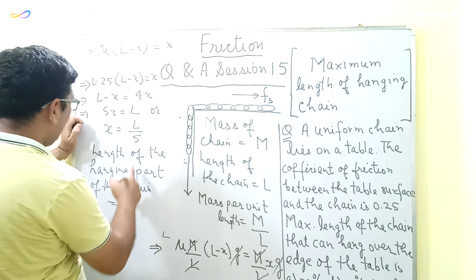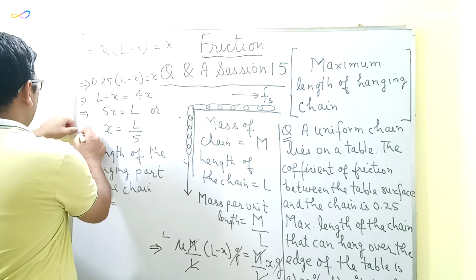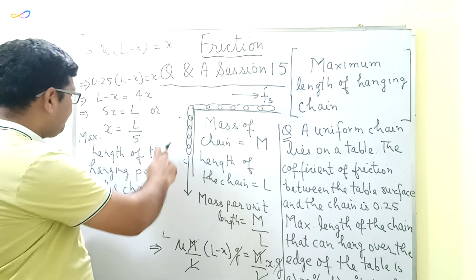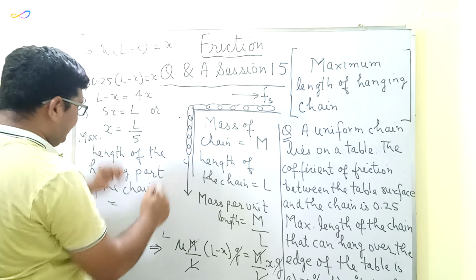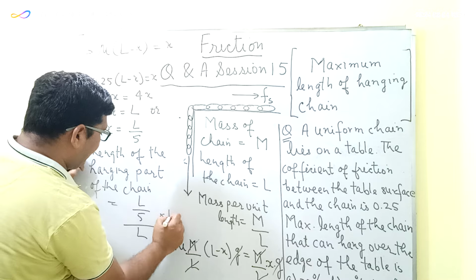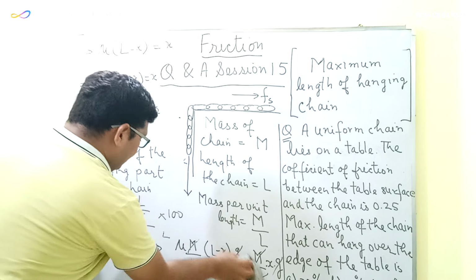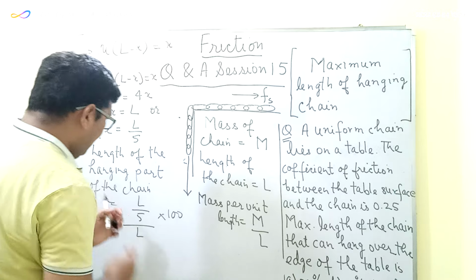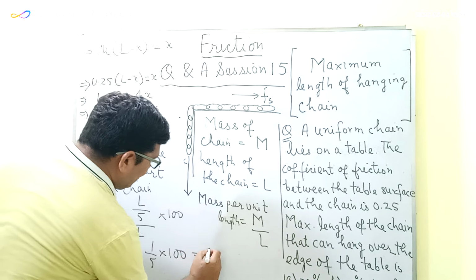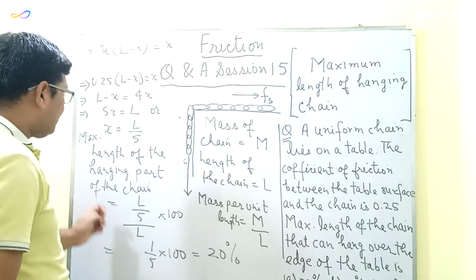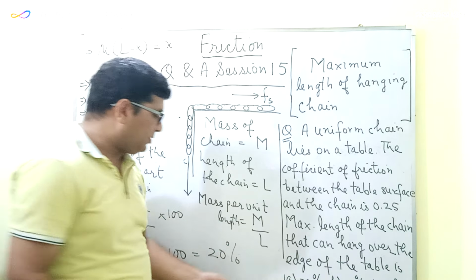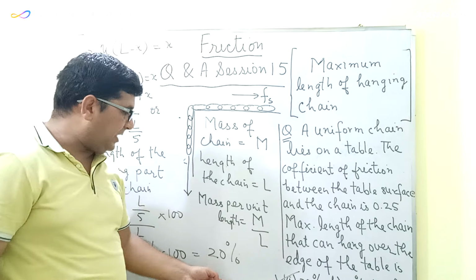will be equal to, or you can say the maximum length of the hanging part of the chain which can hang over the edge of the table, L upon 5 divided by the original length, which was L, into 100. If I solve this equation, I will get 1 by 5 into 100, and this is equal to 20%. So the maximum length of the chain which can hang over the edge of the table is equal to 20%. So the correct option is A.